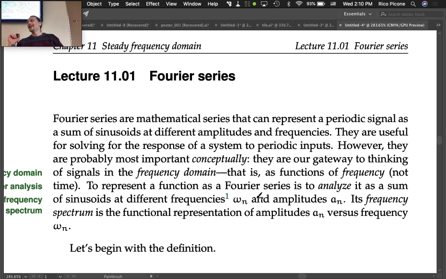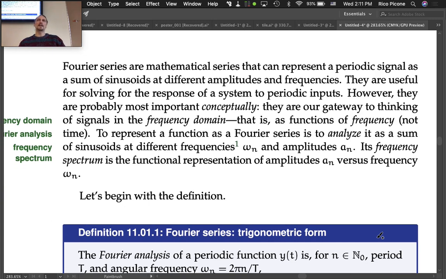I've heard that you guys have already seen Fourier series, so I'm not going to spend too much time talking about them, but we are going to do an example today. This is the standard notation: the frequency omega n and the amplitude a n. So these are multiple frequencies and multiple amplitudes. The sinusoid at a given frequency has a given amplitude. That's what we're discussing. Its frequency spectrum is the functional representation of amplitudes a n versus frequency omega n. So that's the high level.